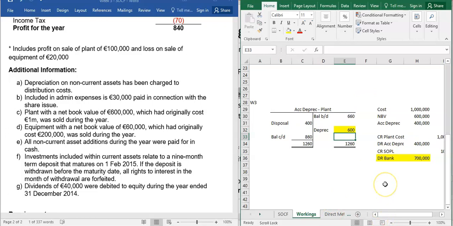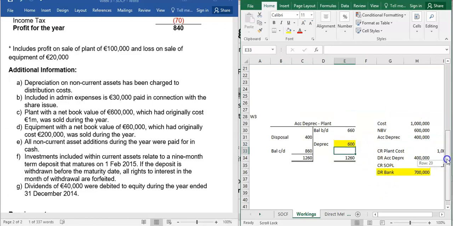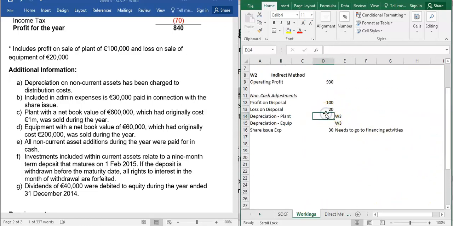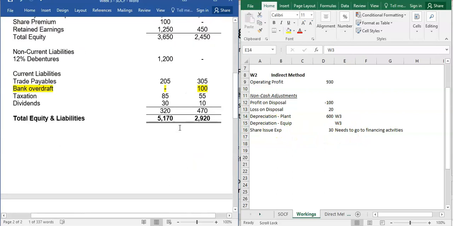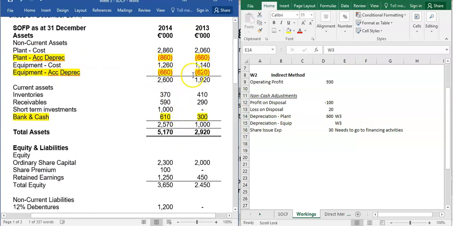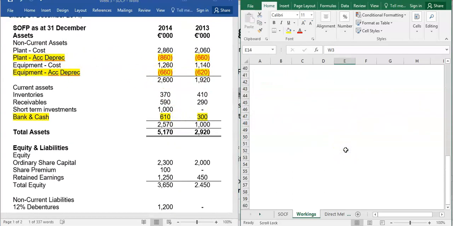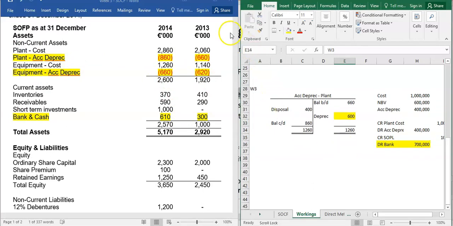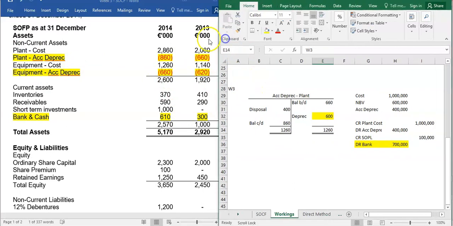So you're using that to slot it in to determine the indirect method for cash flow from operating activities. So we put that in, we're going to add back 600. And we're showing the examiner, you'll find that in working 3. Now if you're finding that difficult, pause it, go back over it, and then do the same for equipment. Explain how did accumulated depreciation equipment go from 620 up to 660. Very similar logic again. So it's important you put a bit of practice in here.